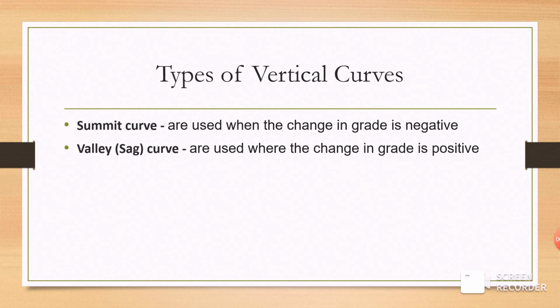Summit curves are used when the change in grade is negative. So in other words, when two grades meet at the summit, the curve will have convexity upwards. For the valley or the sag curve, they are used where the change in grade is positive. In other words, when two grades meet, the curve will appear downwards.